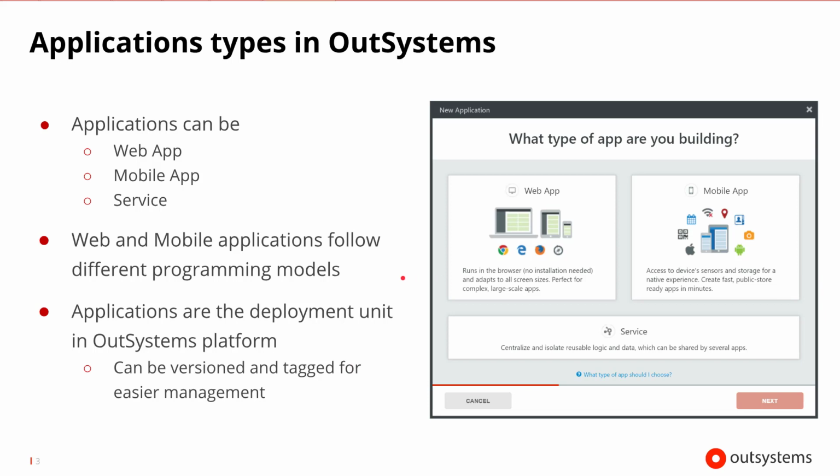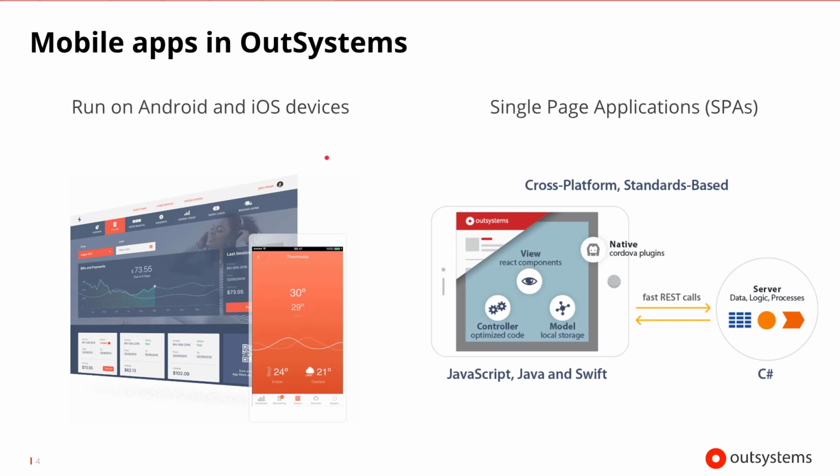So from the very beginning, we need to know what type they are so we can set up those applications properly. Now, mobile apps in OutSystems are able to run on Android or iOS devices, and we can create one application and have it target and run on both platforms, and the underlying generated code will handle that for us. Now, inside of OutSystems, mobile apps are also what are sometimes referred to as SPAs, or single-page applications. And they are cross-platform and standard-based, because any of the plugins that we are using are Cordova-based.